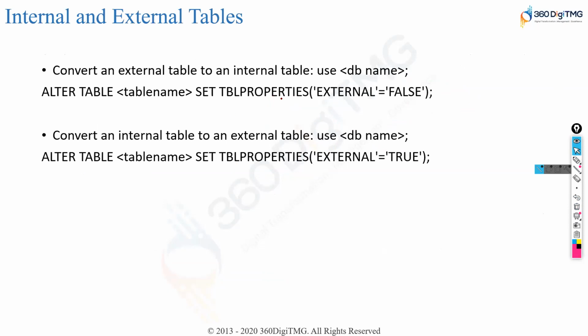So if you have a table which is external, then you pass this argument external equals true. If the table is managed by Hive itself, then we call it an internal table. So alter table, table name, set properties, external equals true, or external equals false. So this is basically your internal table and external table.